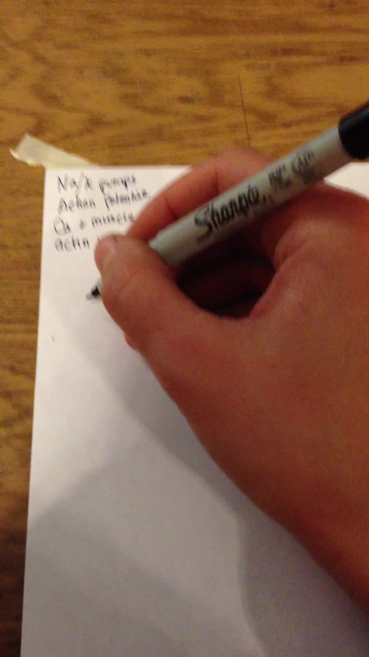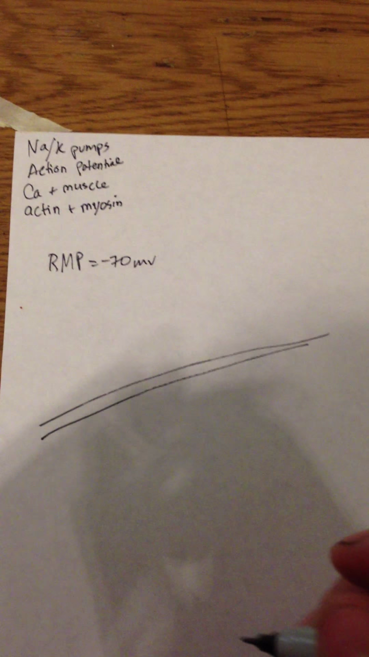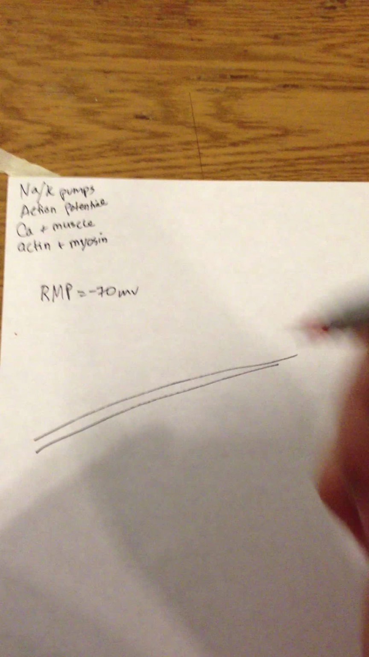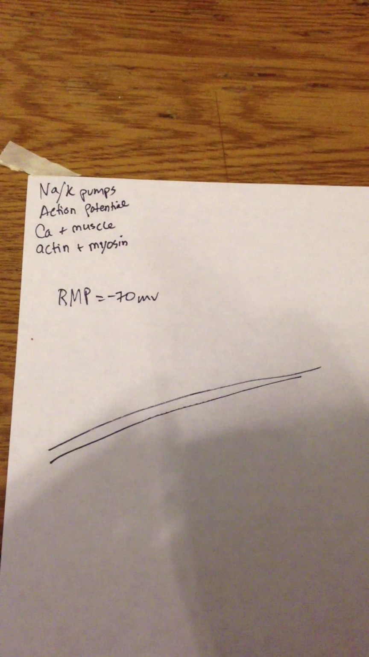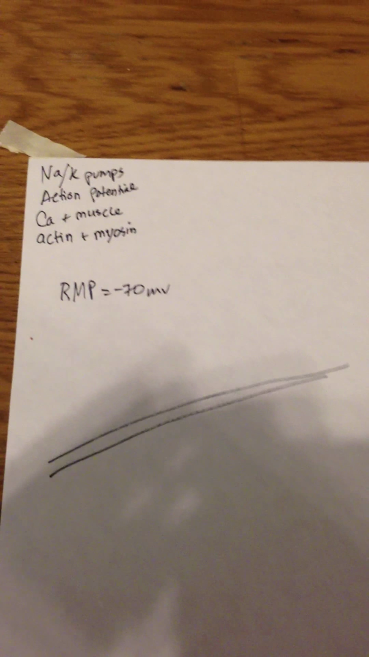Anyway, so you're resting. Your resting membrane potential is going to be negative 70 millivolts. What the resting membrane potential is, is the potential energy for you to have something happen, a thought or an action. And it's that way because it's like a coiled spring. There's the balance on either end of the membrane.